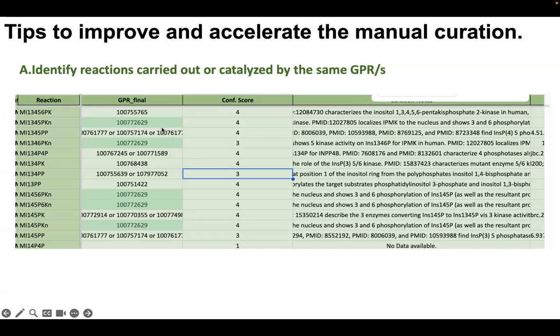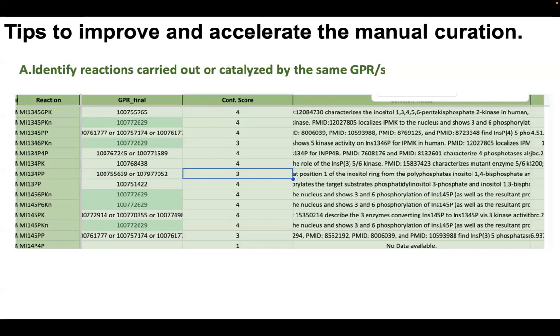Instead of going to a new reaction with other metabolites, with other GPRs assigned to them, first try to find reactions that share the same GPR. So for example, here, I took this reaction, which is assigned to this GPR, and I put this in the search bar, and at least 5 reactions popped up that share the same GPR. So it's very likely that these reactions can be curated in the same way.